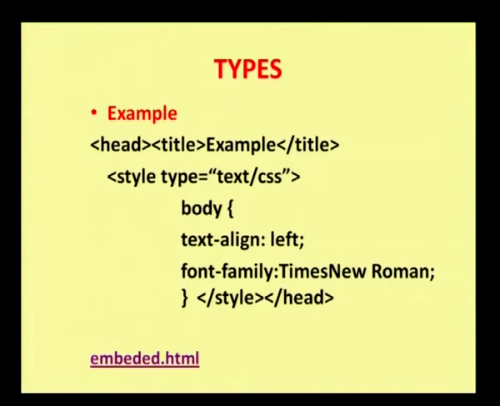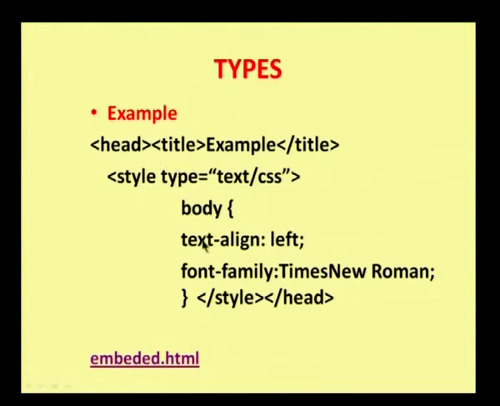I am going to use an element, or a selector, here. So, what are the properties here? Text align and font family Times New Roman. So, whatever text is present in the body section of the web page will be aligned left with the font family of Times New Roman. I have embedded this code within the head portion of the web page itself.